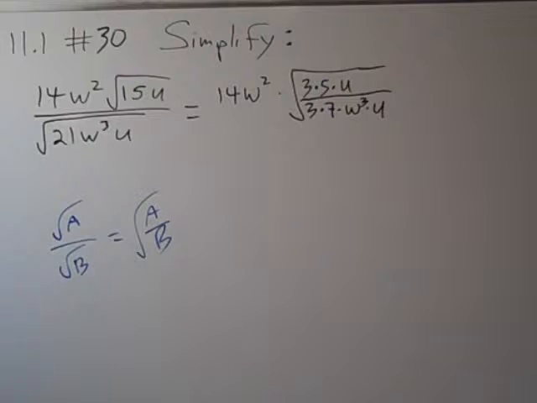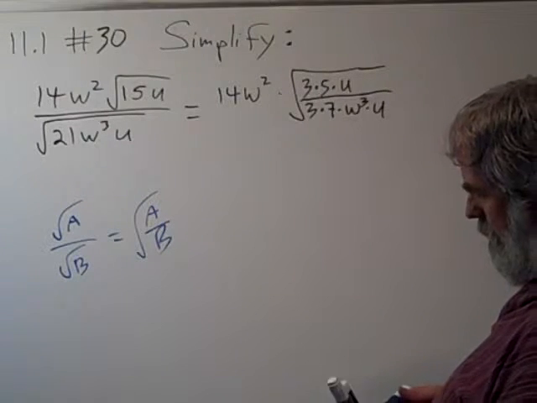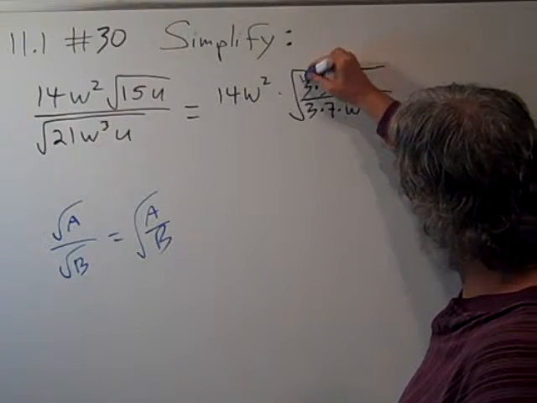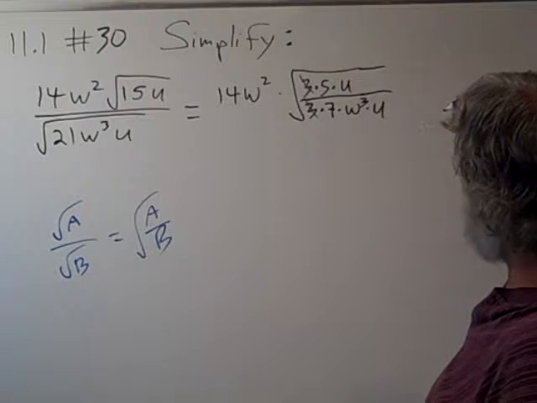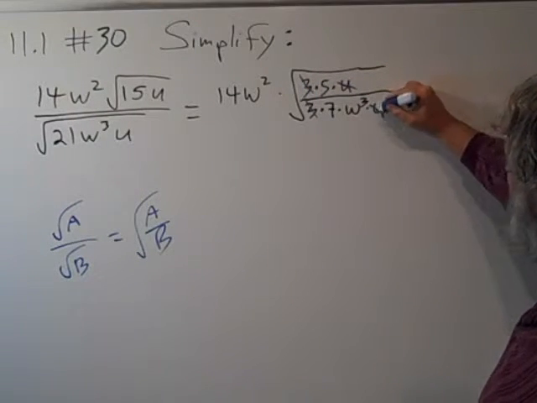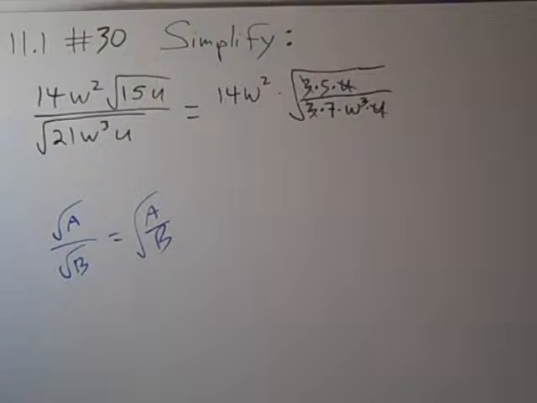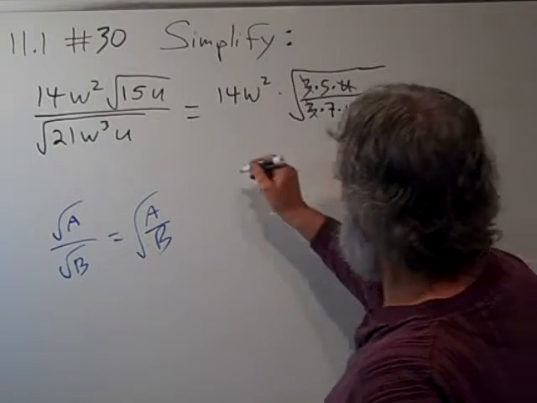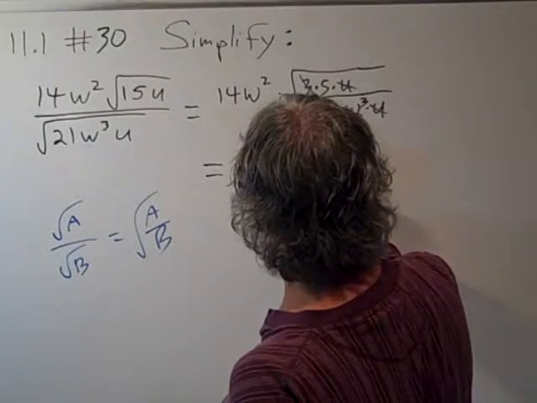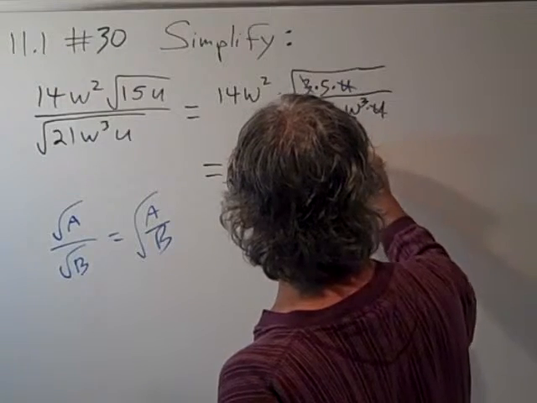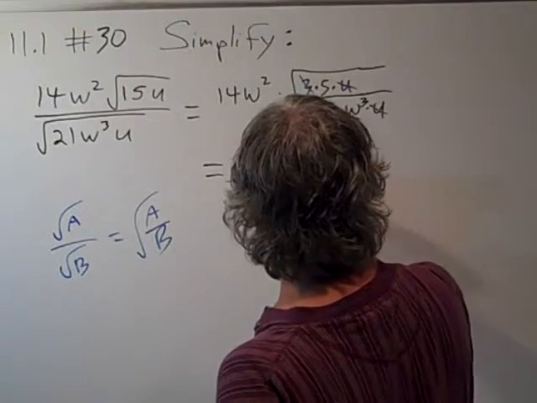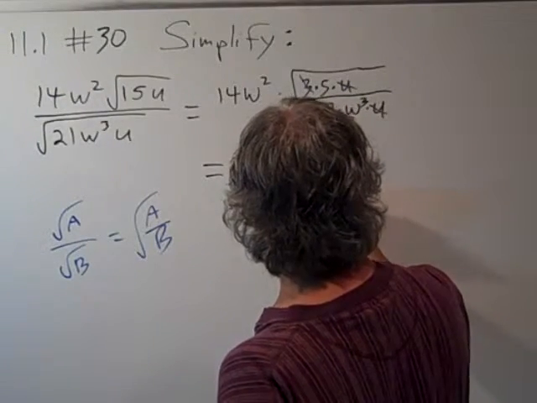And then you can see that the 3's cancel, and the u's cancel. So what we're actually left with now is 14w squared radical 5 divided by radical 7w cubed.